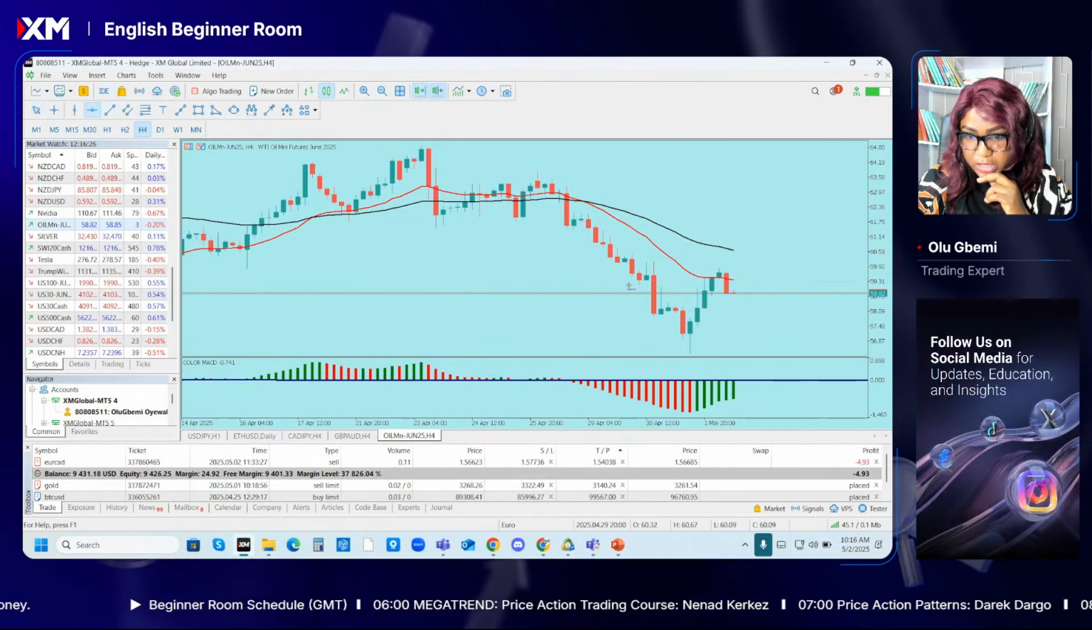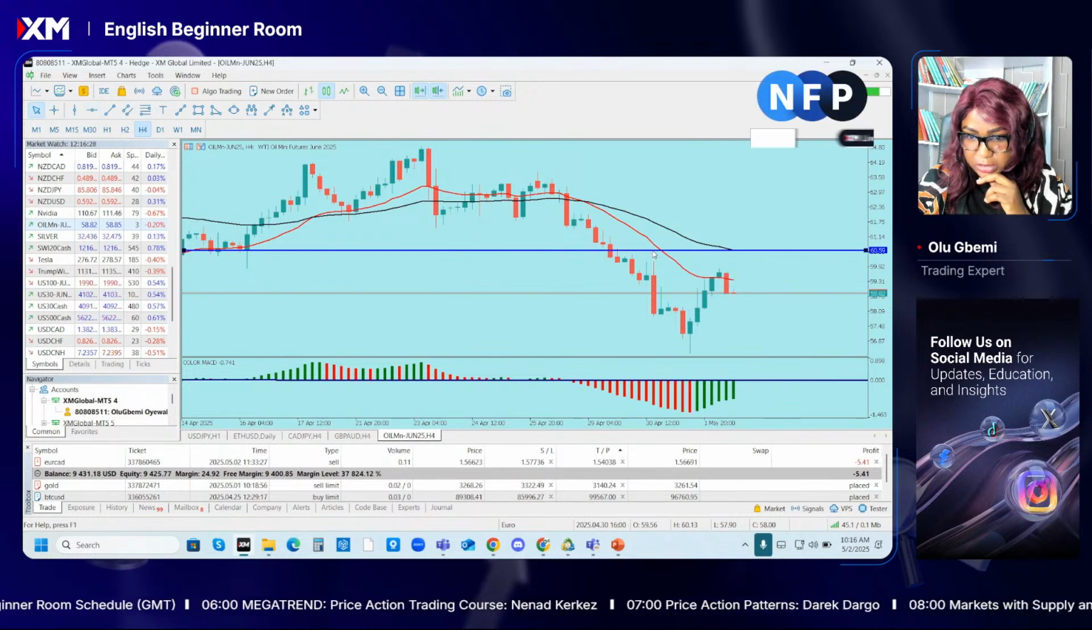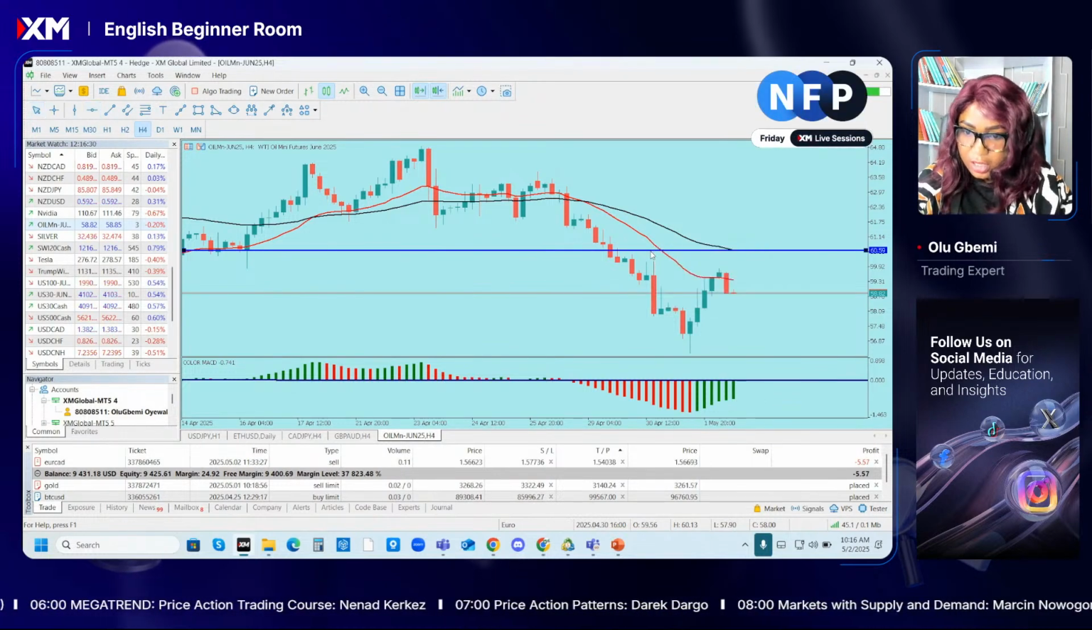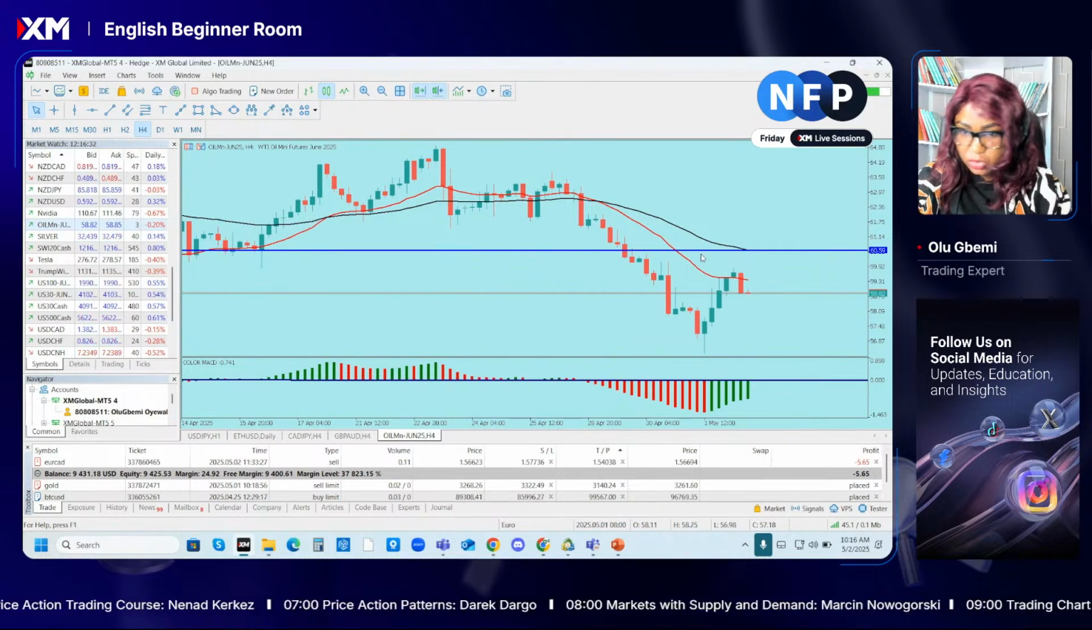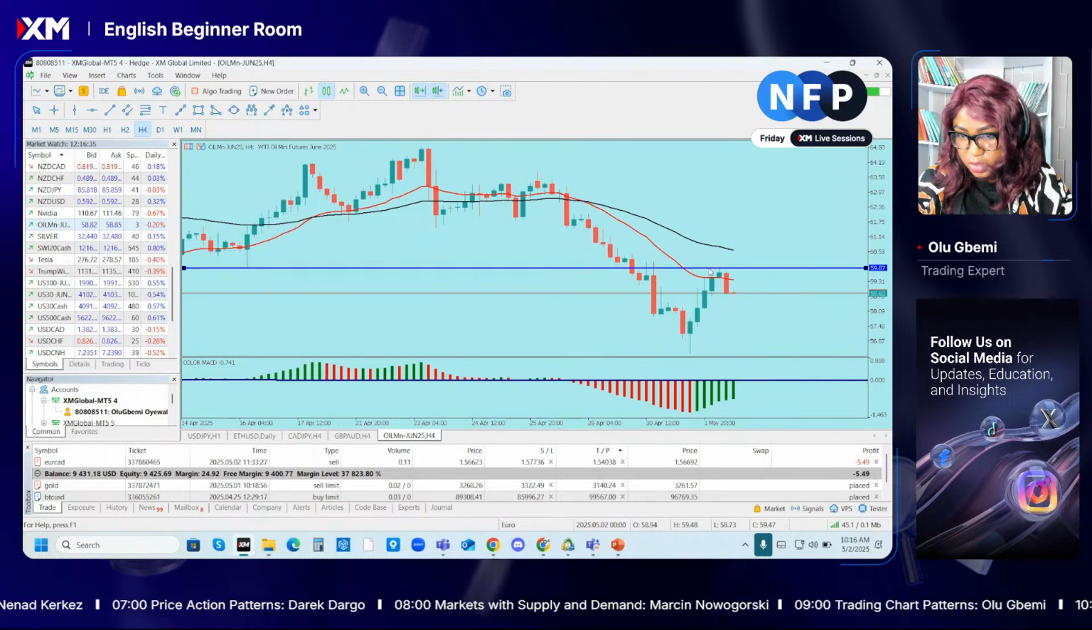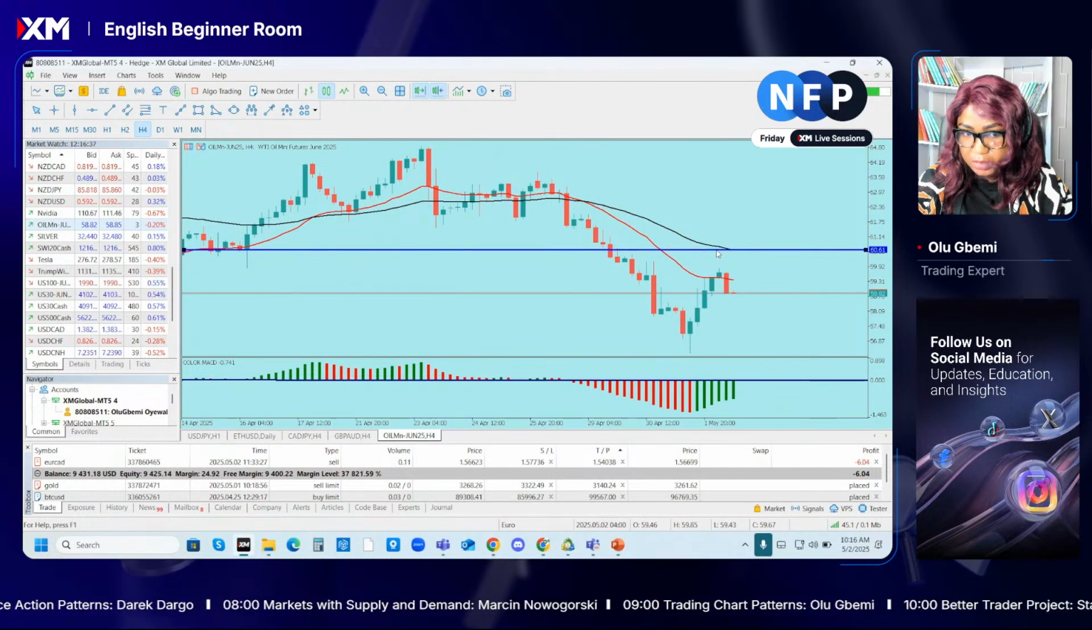If I want to take this without having to compulsorily set too large a stop loss based on the weekly time frame, then my stop loss will just be above here, but I can make it a bit wider.